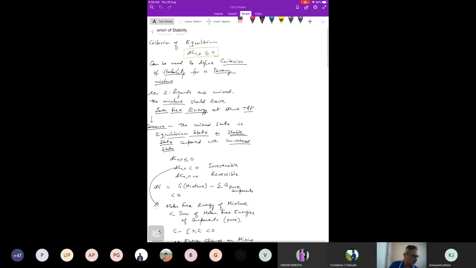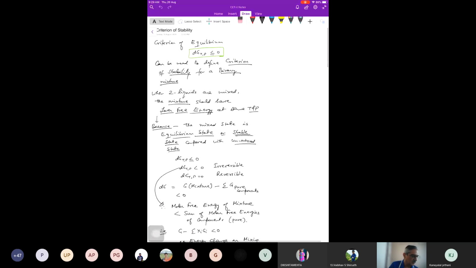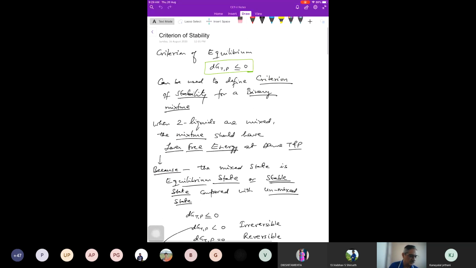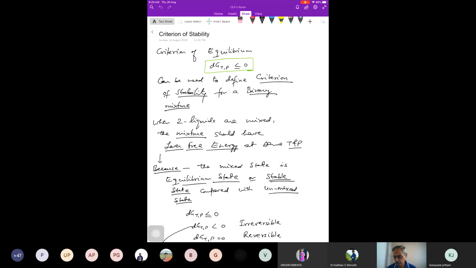So that was the criteria of equilibrium. Now next is criteria of stability. The system should be stable. For any system to exist, it has to be stable also. Equilibrium तो है, but stability is also important. If it is unstable, you'll not be able to handle it or use it. ठीक है?